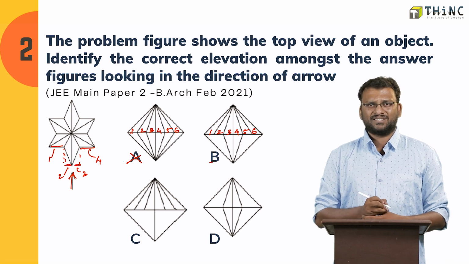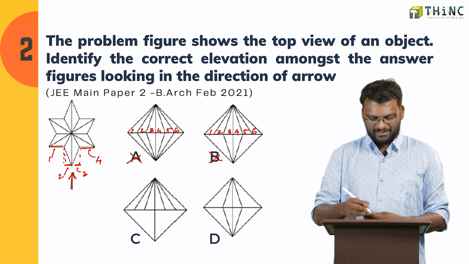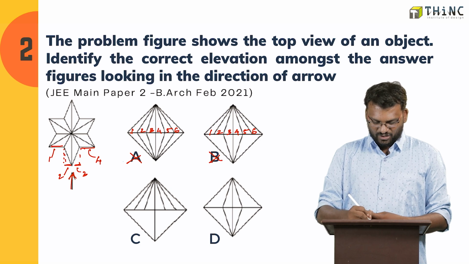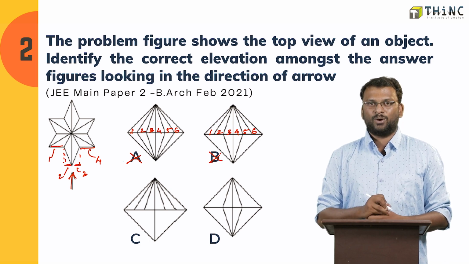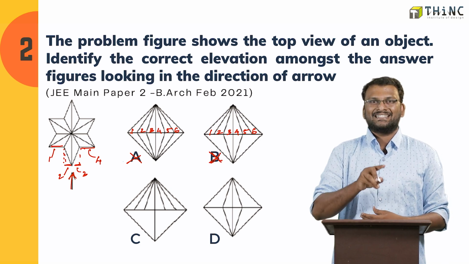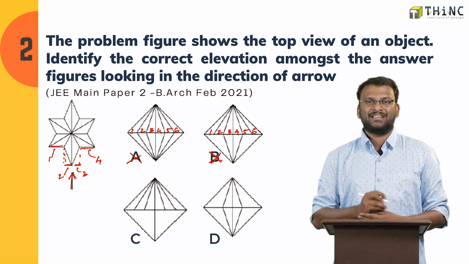As in the previous case, it also crossed the boundary. That means it is also 4 plus. So option B is also eliminated. Options A as well as B were having 6 edges. That's why we had eliminated them.